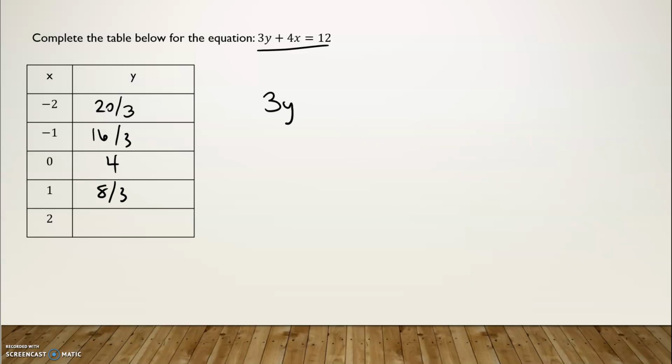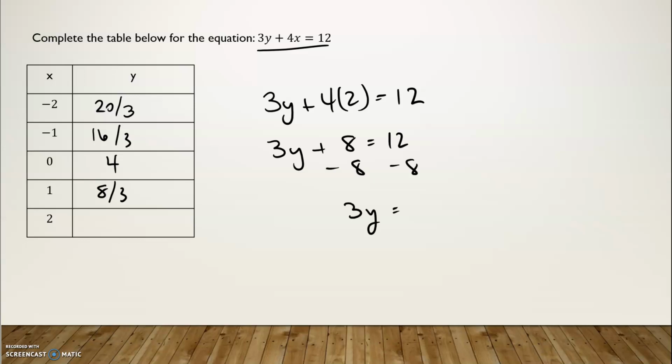And last one, 3y plus 4 times 2 is equal to 12. So 3y plus 8 is equal to 12. Subtract both sides by 8. So 3y is equal to 4. Divide both sides by 3. So y is equal to 4 divided by 3. And I can't reduce that any further, so that will be 4 divided by 3. And then there's my table.